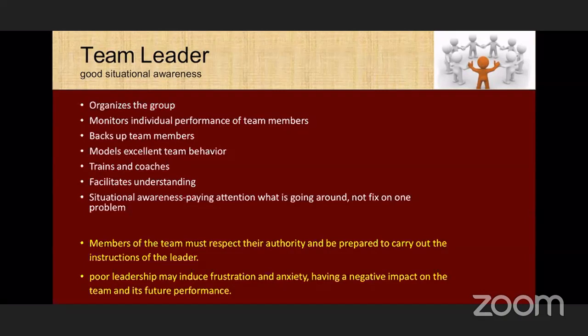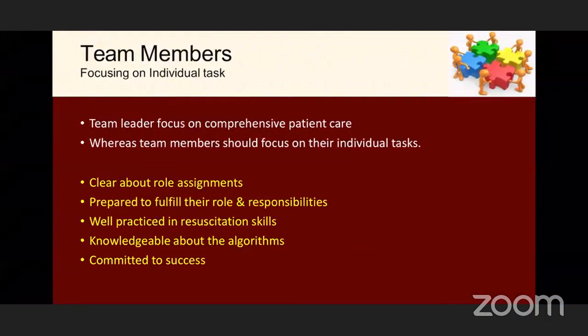And he has situational awareness, meaning he is paying attention to whatever is going on around and is not fixed on only one problem. While we are members of the team, we must respect the authority of the team leader and should be ready to carry out his instructions. As we all know, poor leadership will induce frustration and anxiety and will have a negative impact on the team as well as the future performance of the team.